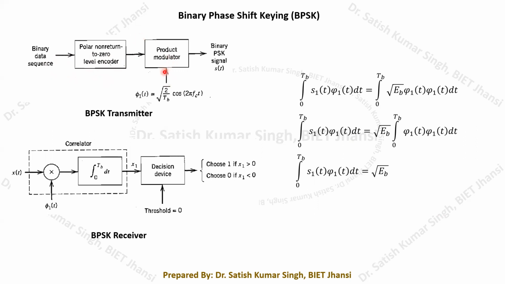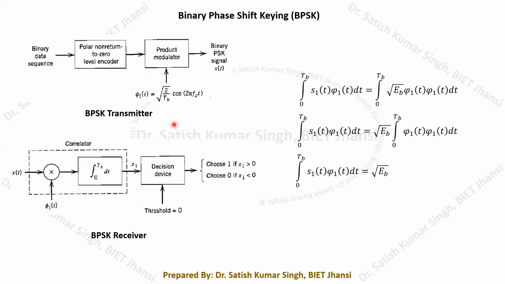And here the signal that we are applying to the product modulator is our basis function. Whatever the basis function phi 1(t) that I have written, that has to be applied. Instead of applying Ac cos 2 pi fc t, we are applying root over 2 upon Tb cos 2 pi fc t. So this is going to generate a binary PSK signal.